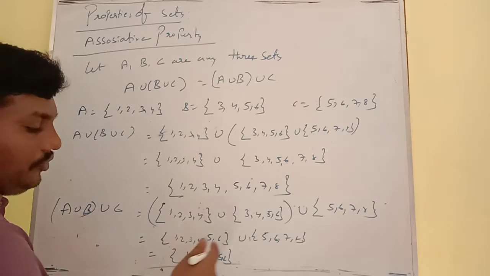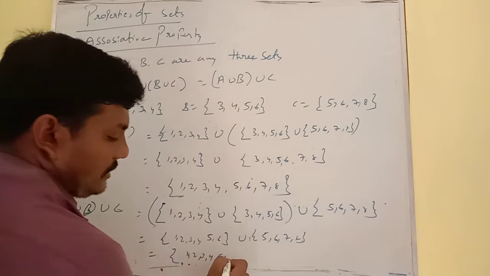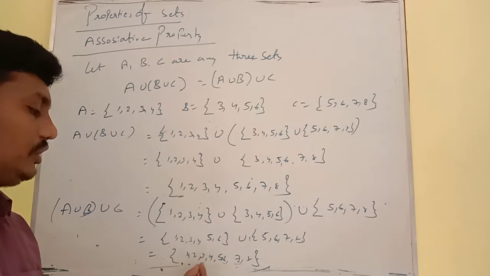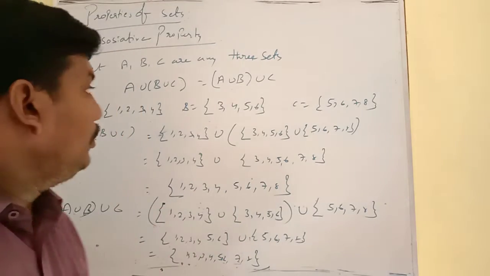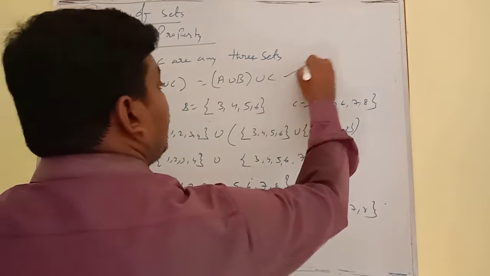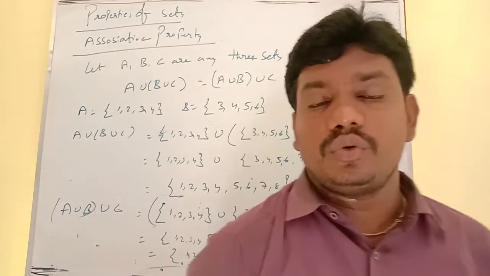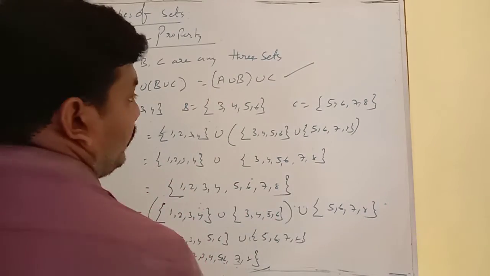Already we have considered the first elements. Next, the second set's elements are 5, 6, 7. Already 5, 6 is there, that's why 7, 8. So if you consider, we get 1, 2, 3, 4, 5, 6, 7, 8. Here also 1, 2, 3, 4, 5, 6, 7, 8. So both are satisfied, or verified. That means the associative property over union is verified. In the same way you have to try intersection.